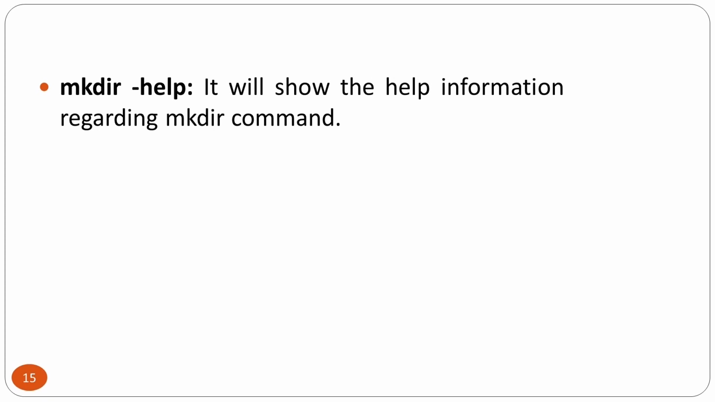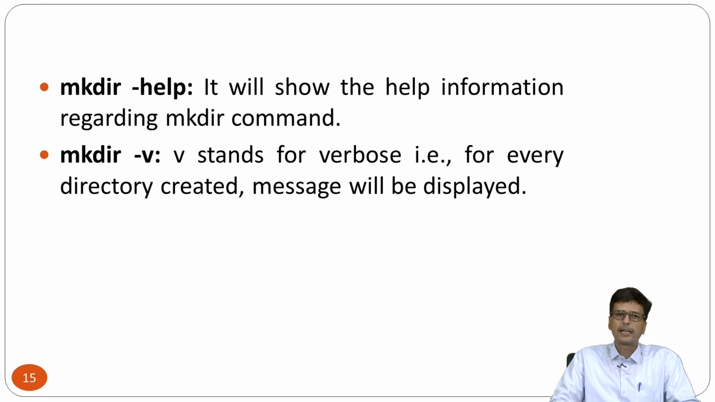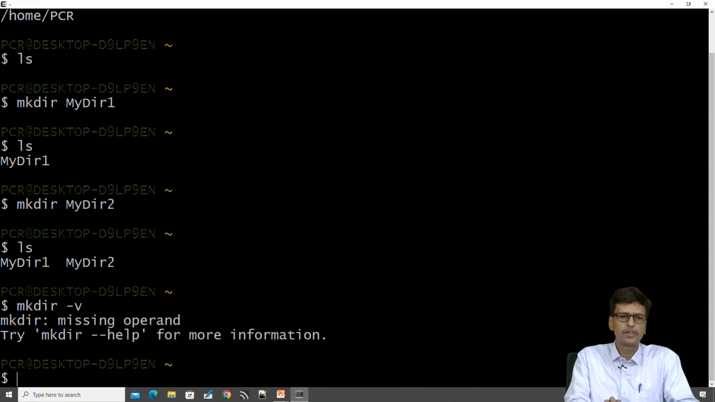Now suppose you want to find the documentation of mkdir, then you can use mkdir, then a hyphen or dash and help. The terminal gives you all the basic options related to mkdir. Another is mkdir -v, that is verbose. Suppose you want to see all the information directory by directory, then you can use this command. Now you can see mkdir and then the -v option, then it will display a missing operand message because we have not mentioned the directory name.